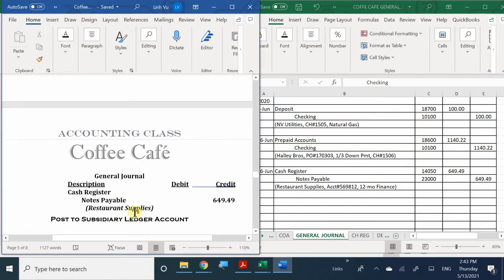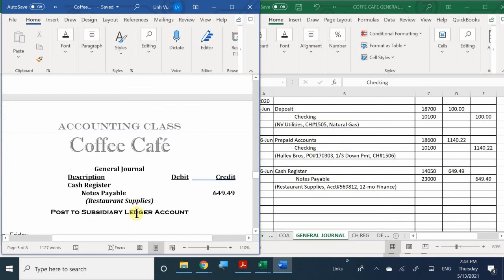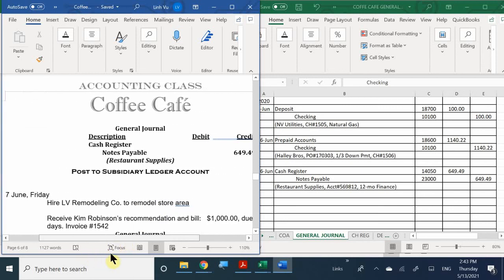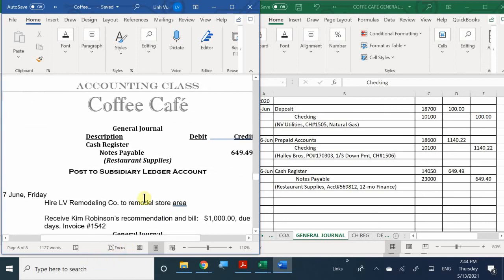So let's see what happened here. Okay, there you go. I've journalized it, notes payable. We recognize that we're making a payment to it. So then let's see what has happened next.